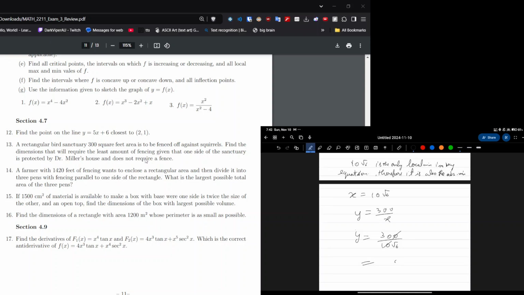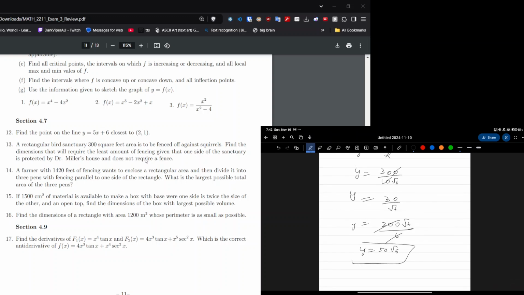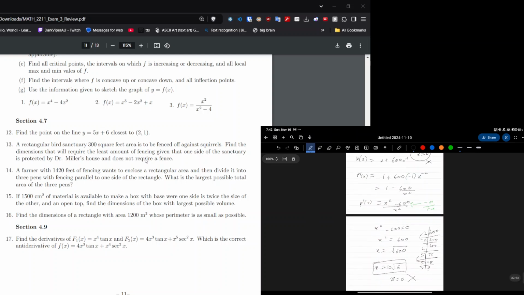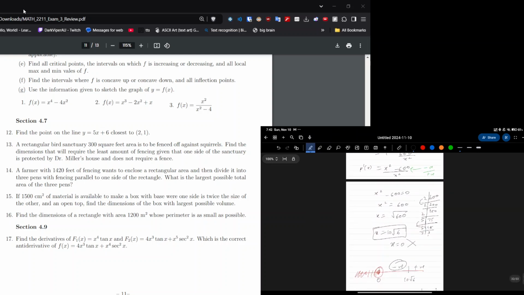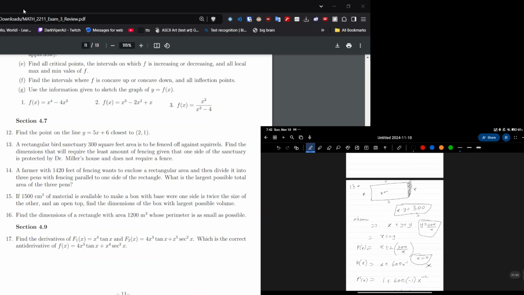Or if you are feeling generous enough, you can rationalize it. Doesn't really make a difference. Totally depends upon your professor. You can make it 30 root 6 over 6, which should be 5 root 6. So y equals 5 root 6. Alright, these are your dimensions. x is 10 root 6 and y is 5 root 6. So the longer side is 10 root 6 and the shorter side is 5 root 6.